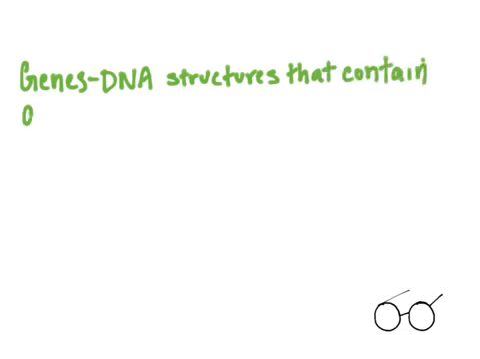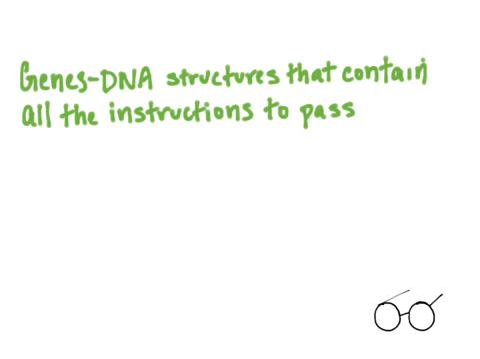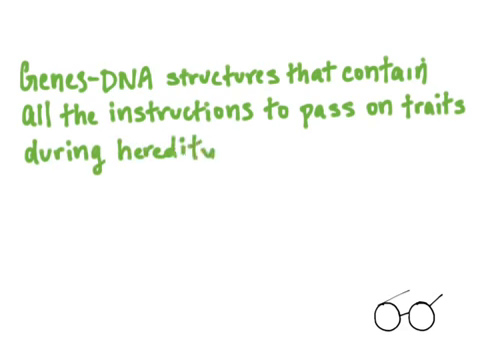So that's pretty much what a gene is, and so that actually leads into our definition of a gene here, which is DNA structures that contain all the instructions to pass on traits during heredity. So these different physical traits are also configured to be able to be passed on during heredity, which is actually part of the definition of DNA itself. So as you can see, genes and DNA are just very similar, except that genes are specific parts of DNA.